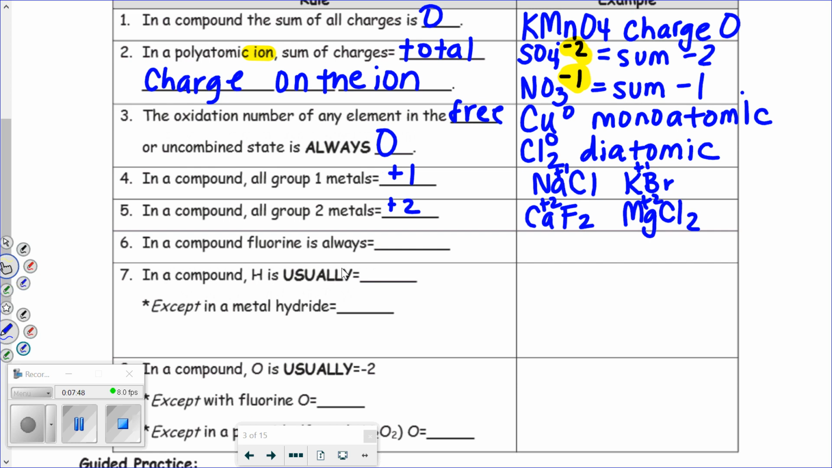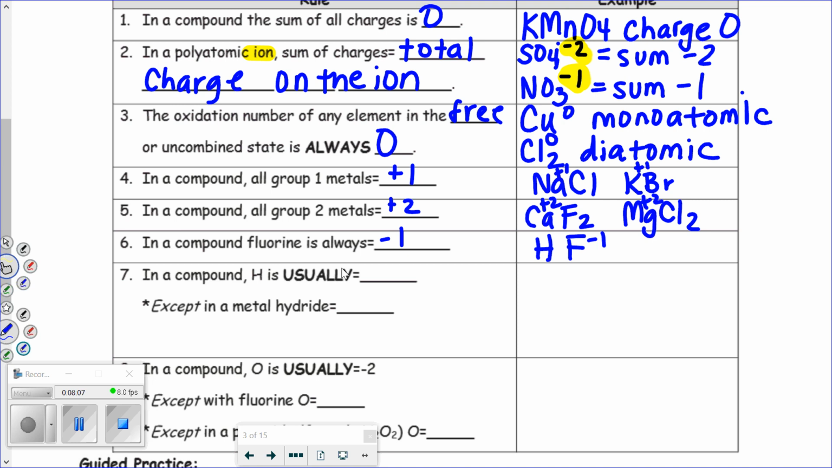In a compound, fluorine, if you take a look at fluorine on your periodic table, it has -1. That's the only possible oxidation number it has. So fluorine is always -1. So for example, in the compound HF, fluorine is -1 in that compound.